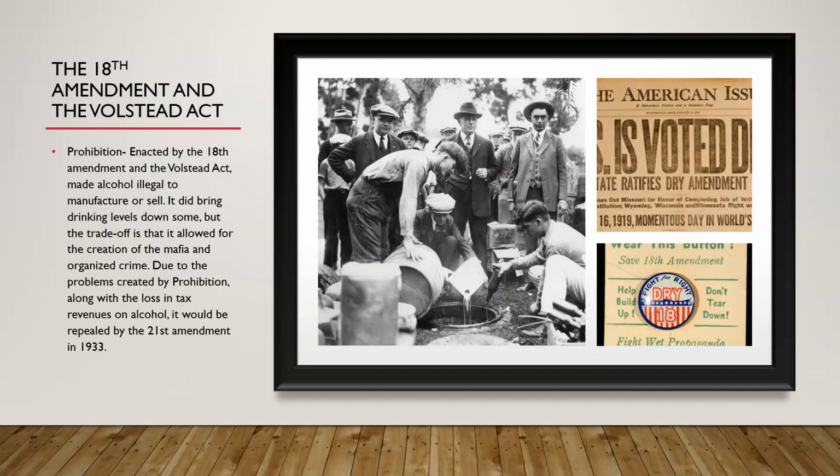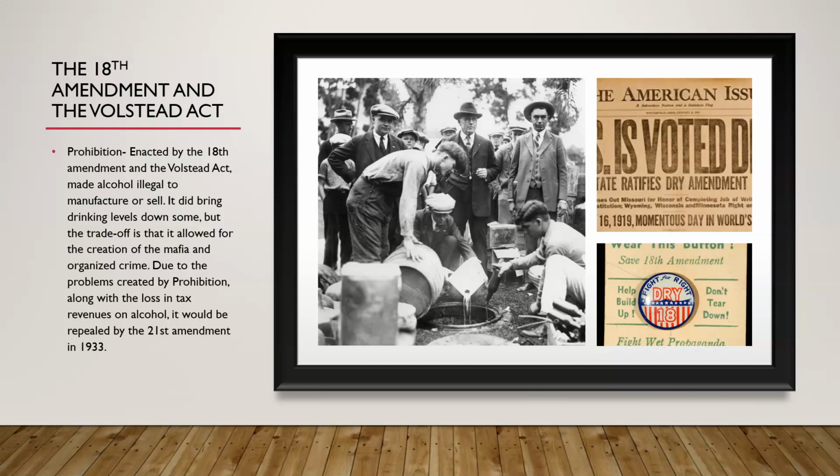So while we have a lot of innovations taking place, we also have a couple of cultural movements happening across America. In the 1920s, there is a movement to make the manufacturing and the sale of alcohol illegal across the United States. This is known as prohibition. There's an amendment that is put into place. It's the 18th Amendment. It also includes the Volstead Act that made it illegal to manufacture, possess, or sell alcohol across the United States.